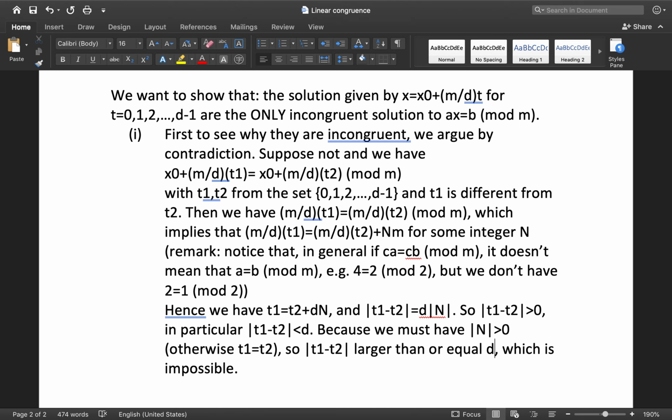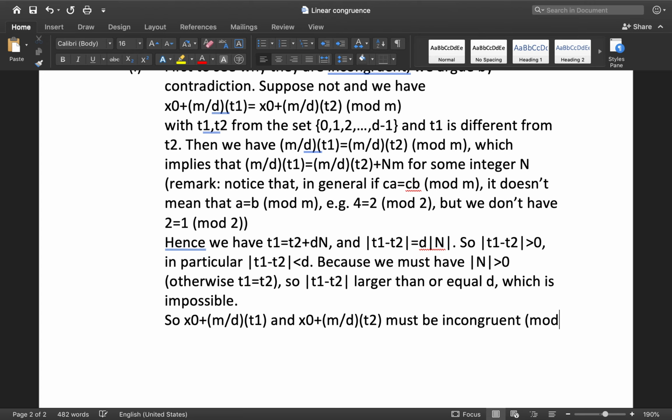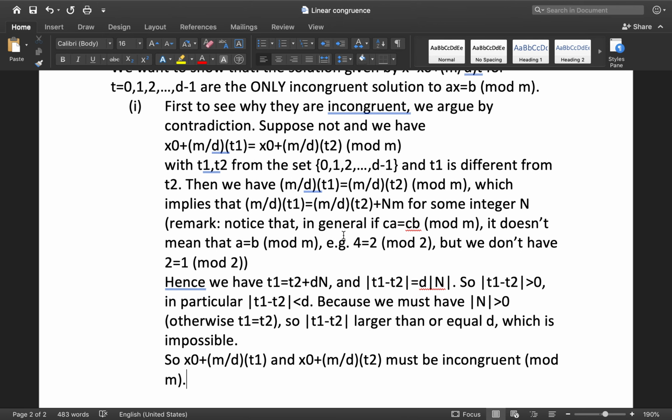Okay, so let me just copy that. So this number and this must be incongruent modulo m. Okay, so we proved the first part. We just show that if you have two members from the solution, then they cannot be congruent. From the set that you take t from 0, 1, 2 up to d minus 1, then you must have something incongruent. Okay, so we proved the first part.